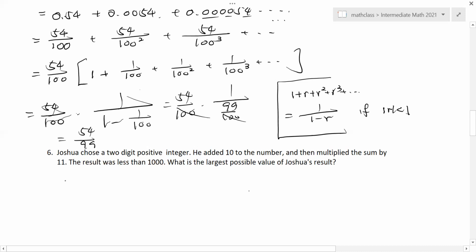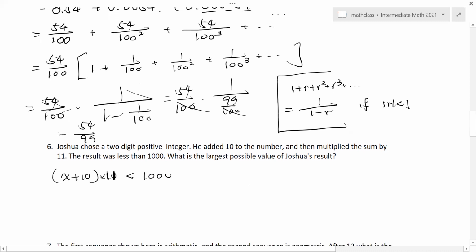Well, you have to solve the inequality, right? x plus 10 times 11 is supposed to be less than 1,000. Then we can treat it as if it's an equation. This is the inequality. Just solve this inequality. x is the integer, that's the original number he has. You write down this inequality based on the given information. Then you try to solve it.